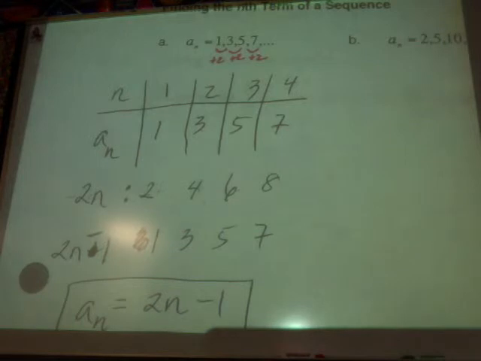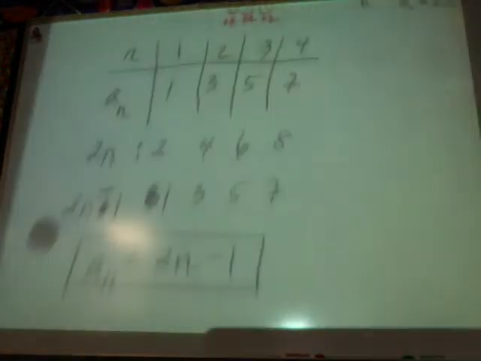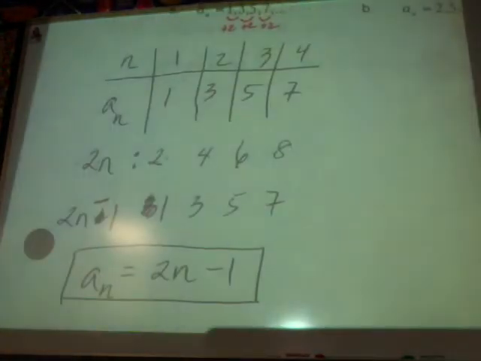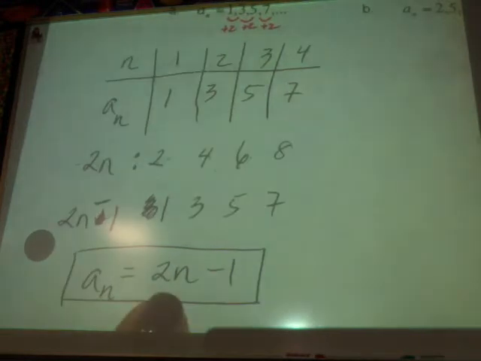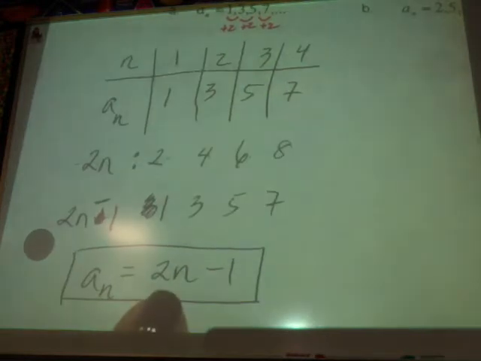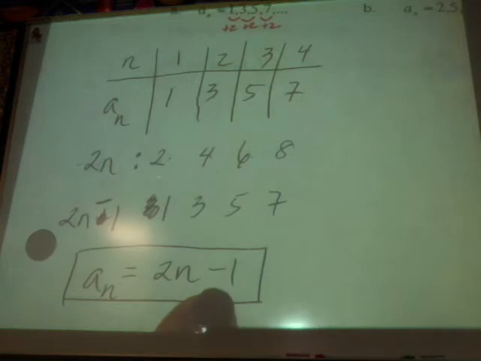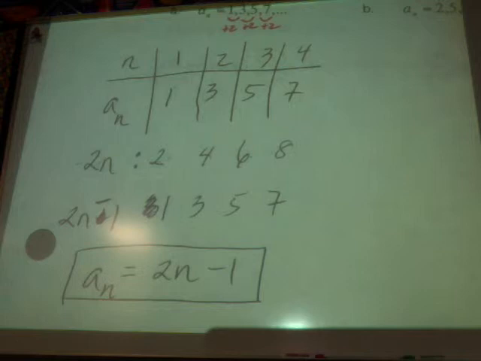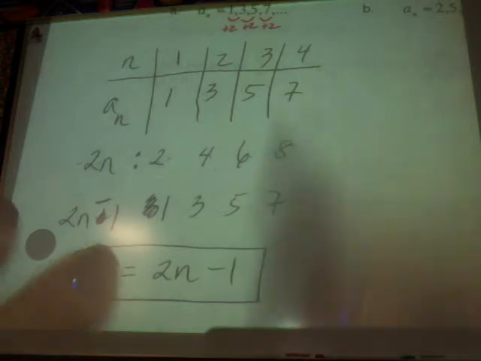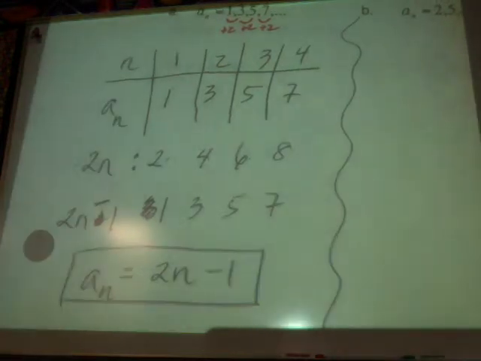So now if I wanted to find the 1,000th term, I could plug in 1,000, being the 1,000th position in the sequence. Plug in 1,000 here, I get 2,000 minus 1, which is 1,999. Right? All right, so that one was a little easier. Let's look at this one. We're just doing a little guessing and checking.